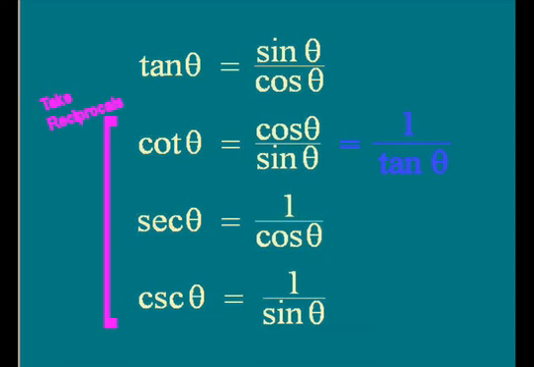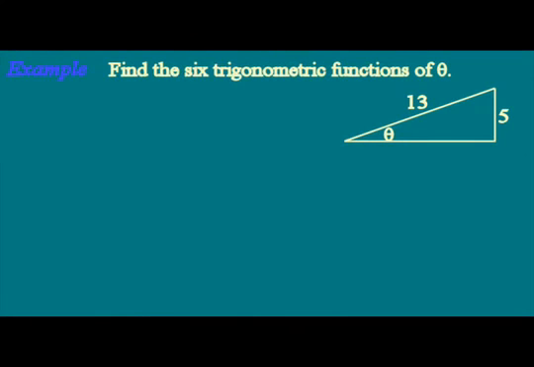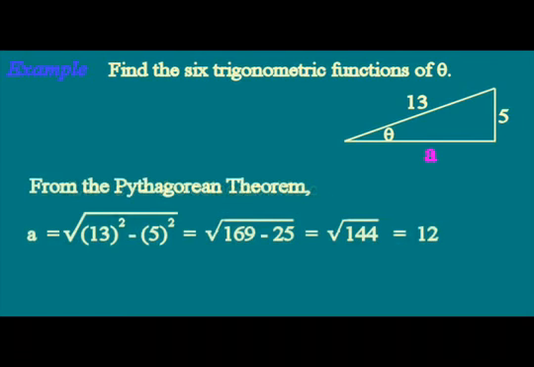All set? Let's continue. We'll do an example. This right triangle has hypotenuse 13 and the side opposite theta is 5. To find the adjacent side, we'll use the Pythagorean theorem. Let's call it A. We get A is equal to the square root of 13 squared minus 5 squared. That's square root of 169 minus 25, which becomes square root of 144, and that's 12.